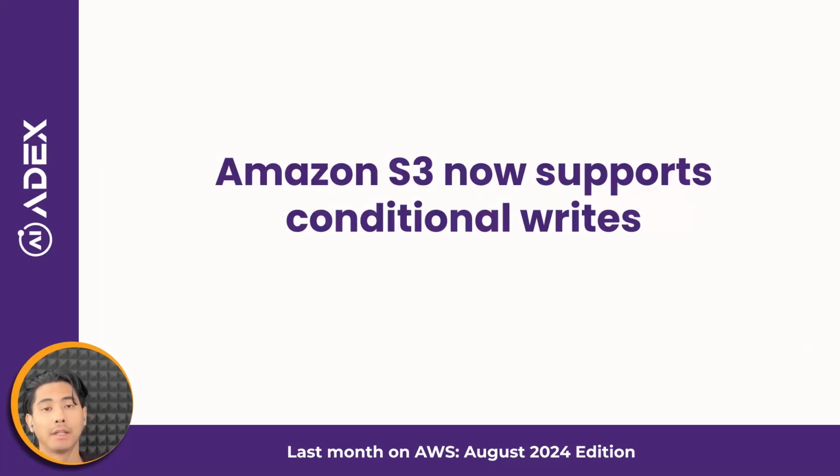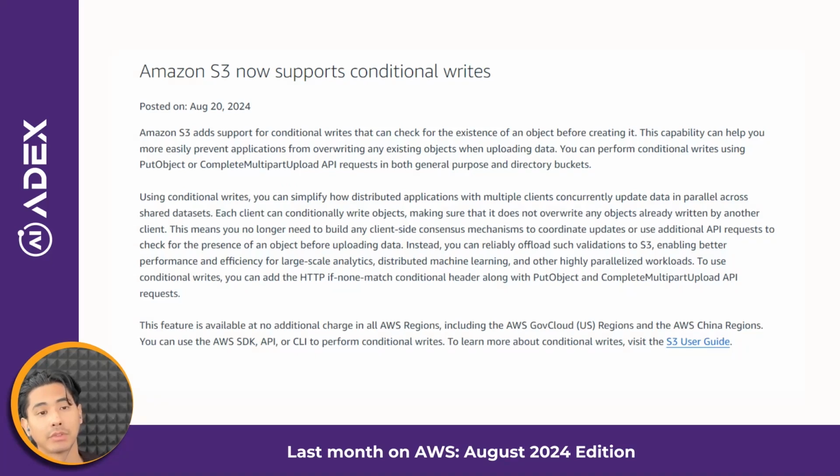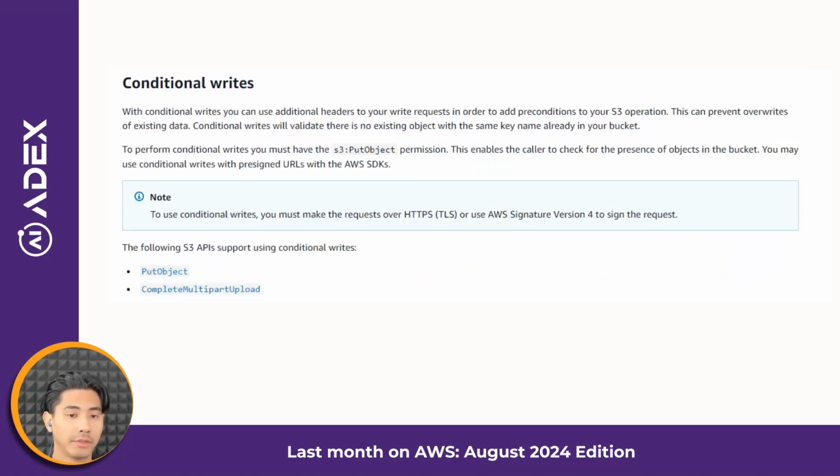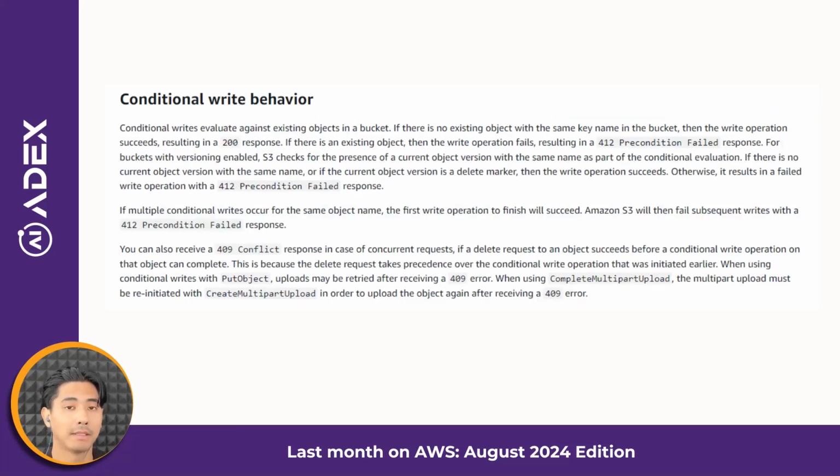And for our next update, we're still staying with Amazon S3, which now supports conditional writes. This new feature allows you to check for the existence of an object before creating it. This helps prevent applications from accidentally overwriting existing objects while uploading. Conditional writes can be performed using the PutObject or CompleteMultipartUpload API requests, both in general purpose and directory buckets. Now this capability simplifies distributed applications by allowing multiple clients to update the data concurrently without the risk of overwriting each other's work.